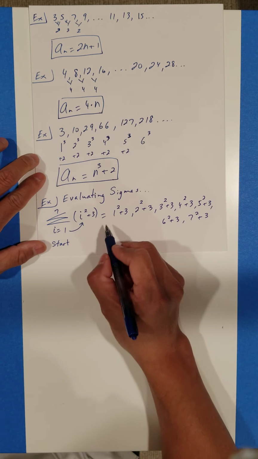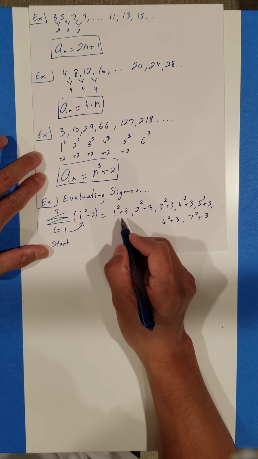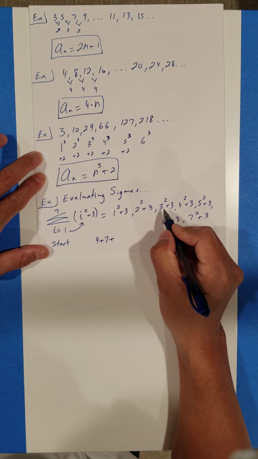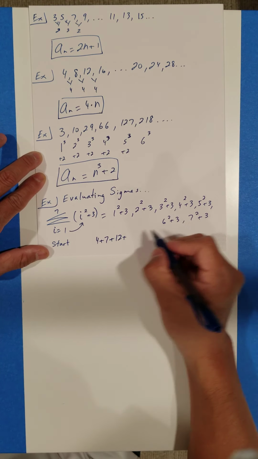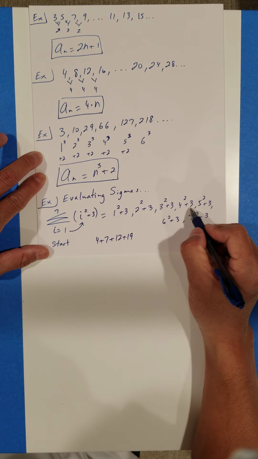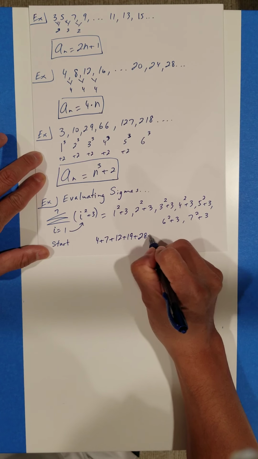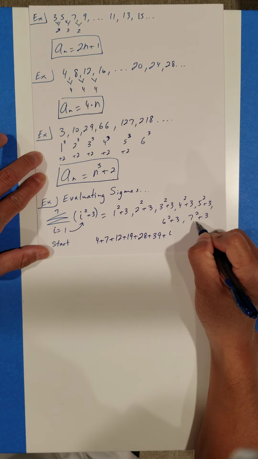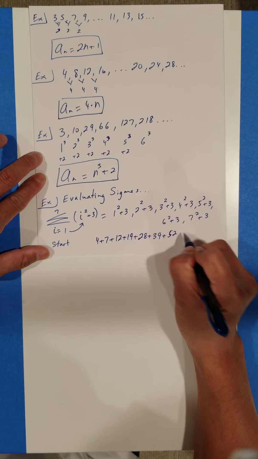Okay. So now when I evaluate these, 1 squared plus 3 is 4. 2 squared plus 3 is 7. 3 squared plus 3 is going to be 12. 4 squared plus 3 is 19. 5 squared plus 3 is 28. 6 squared plus 3 is 39. And 7 squared plus 3 is 52.